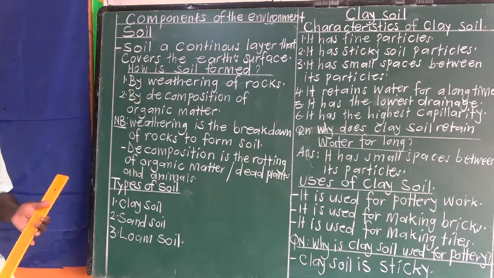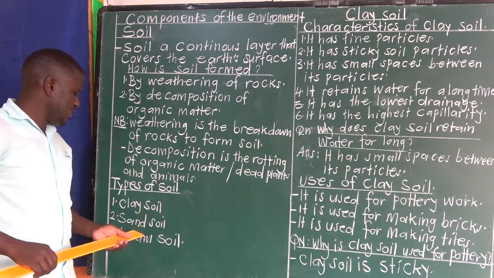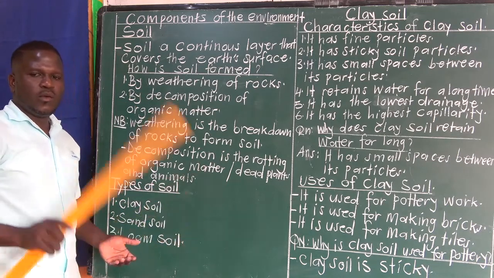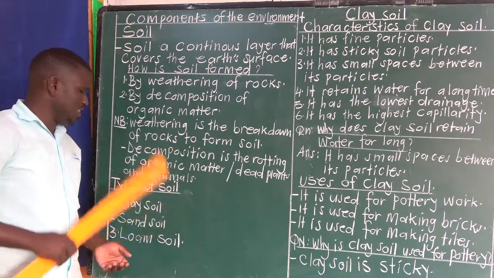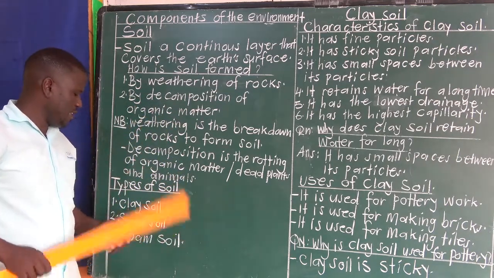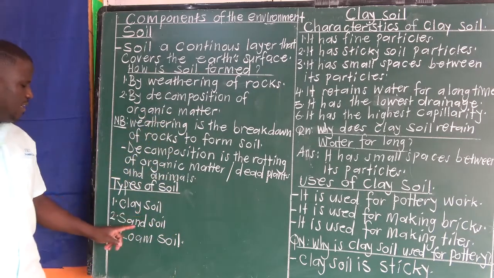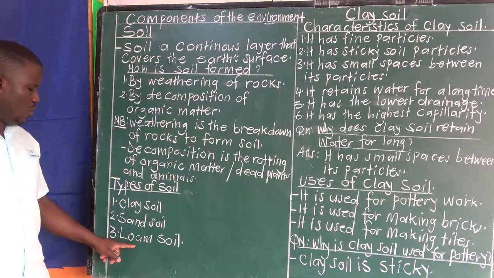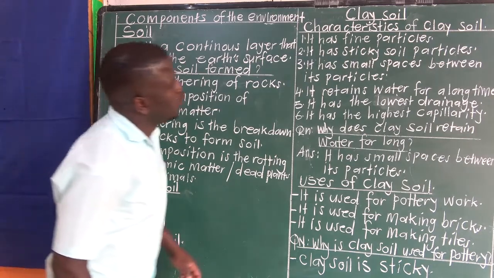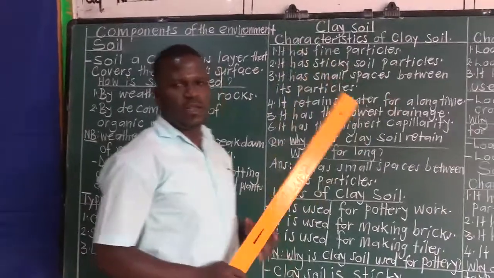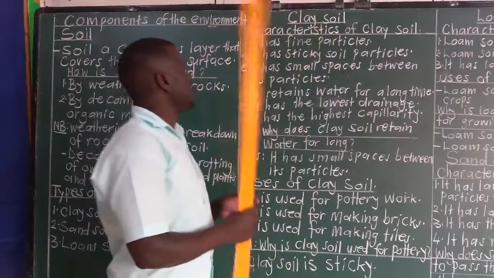We have three types of soil: clay soil, sand soil, and loam soil. When you were in P3, we looked at types of soil. Let's look at the three types of soil, beginning with clay soil.